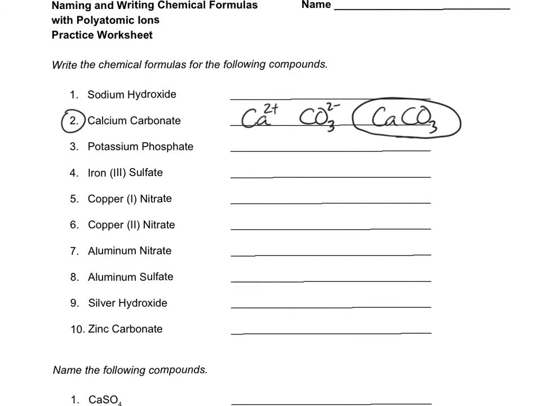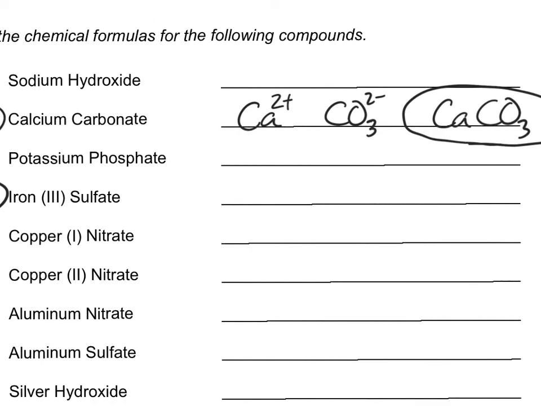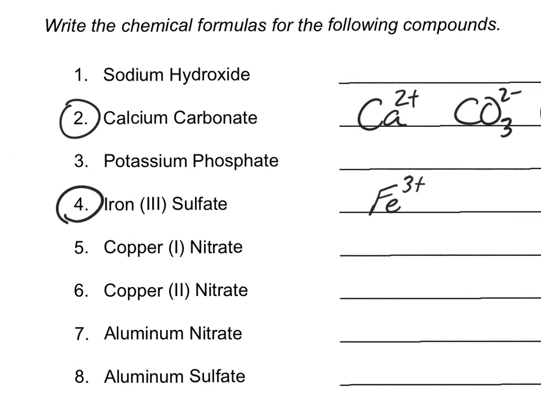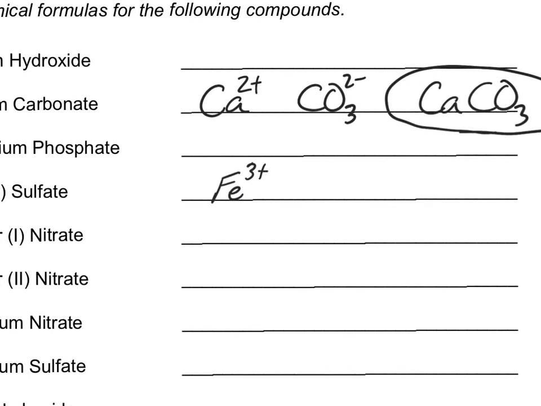How about iron 3 sulfate? Okay, and this is kind of a tough one. Iron is a transition metal. All right, iron is going to ionize as a 3 plus ion. Well, how do I know that? I know that because we've got a Roman numeral 3 right there in the name. So iron is ionizing as a 3 plus ion. If you refer to your handout, you'll find that sulfate has a 2 minus charge.